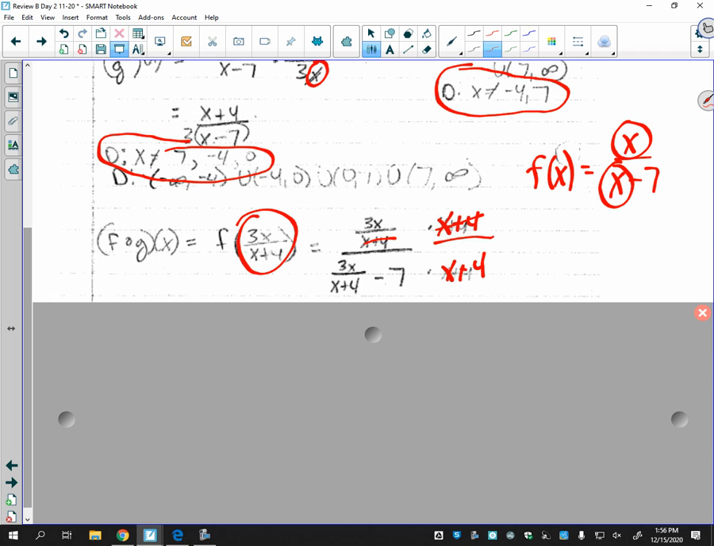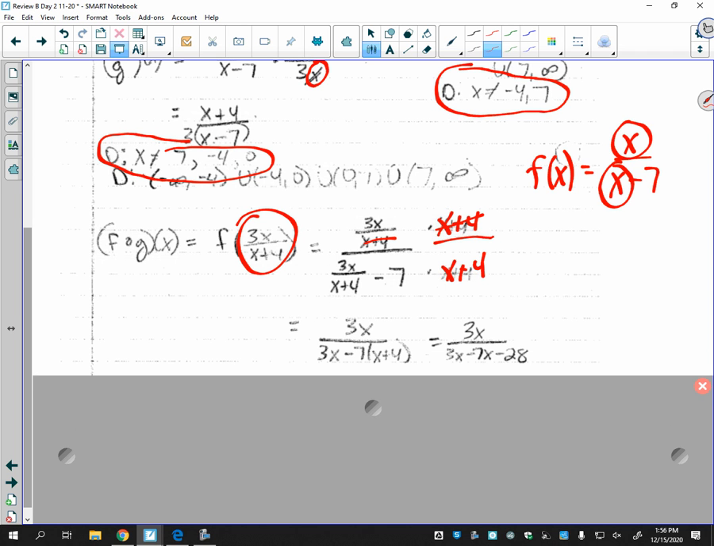This cancels out with this, so I'm just left with 3x here. And then this x plus 4, I have to do it times everything here, but this x plus 4 cancels out with this x plus 4, so I'm just left with 3x. But over here, nothing cancels out, so I was still left with the negative 7 times x plus 4. And I know that's not great, but to me, this looked way easier than dealing with that one. And so that's another way that you can deal with fractions.